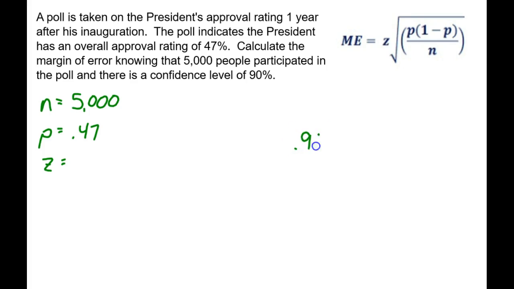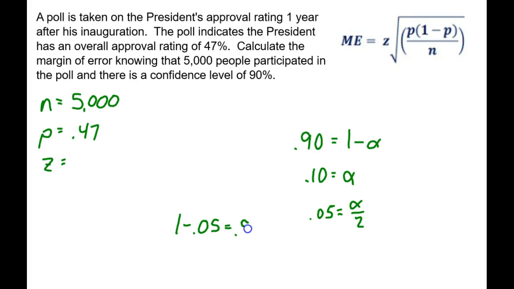So 0.90 is equal to 1 minus alpha. If we solve to get alpha by itself, we know it is equal to 0.10. Now if we divide that by 2, alpha over 2 is equal to 0.05. So now when trying to find the area to the left of this point, we take 1 minus 0.05, which leaves us with 0.95. So this is a value we're looking for on our table of values.